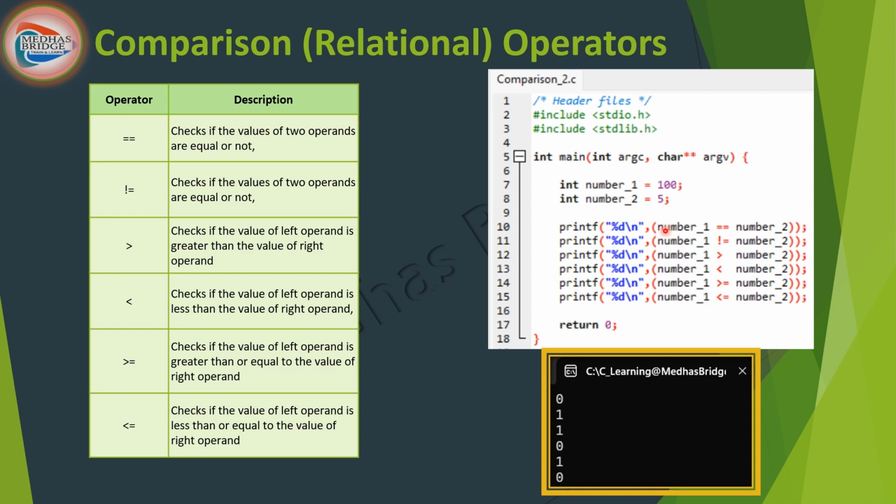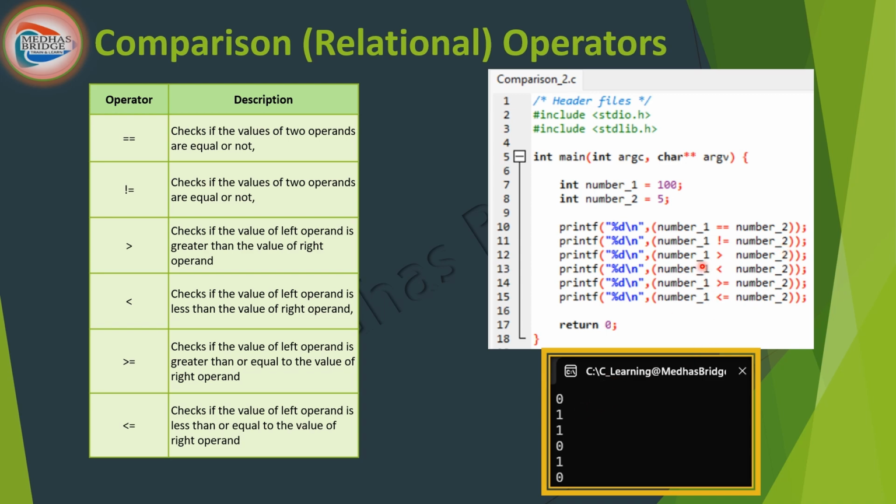Now I'm comparing using comparison operators, right? So 100 equal to 5, is it true? This expression is false, and hence it returns the value 0. So logically you can think of false as 0, and 1 as true. For the second statement, you see num1 is not equal to num2. The expression is 100 is not equal to 5, so the statement is true, and hence it should return the logical value 1.